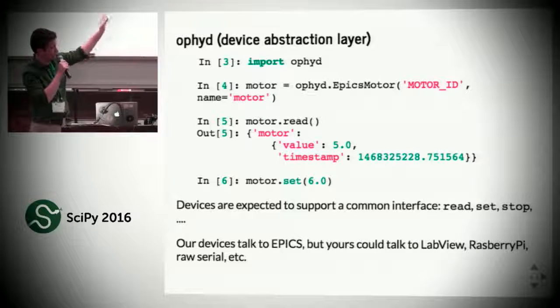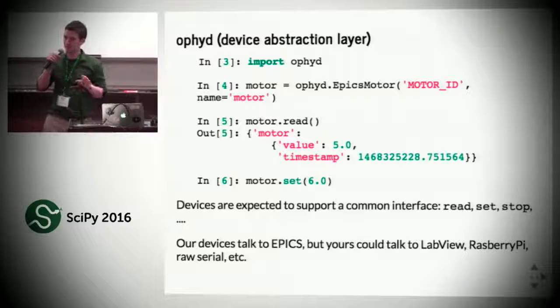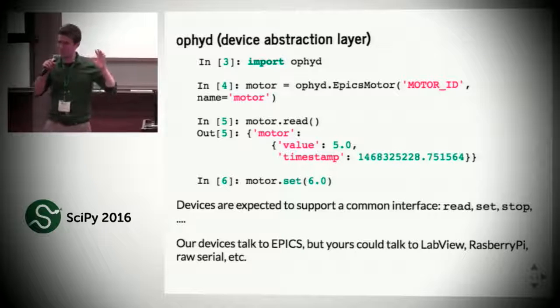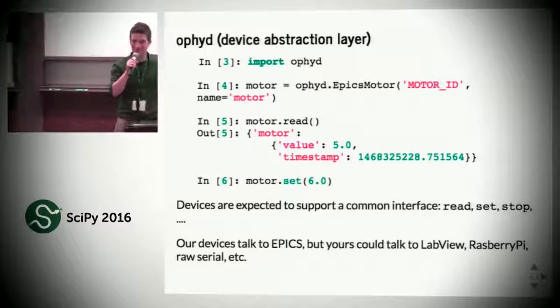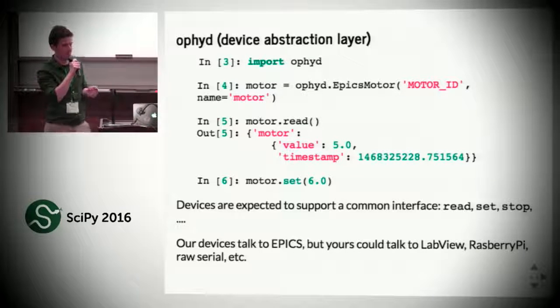So we have a device abstraction layer that we've called Ophyd, and the job of Ophyd is to basically make all hardware look the same as much as possible. From this physicsy point of view, there is no difference between a motor and a temperature controller. These are just things that you move, right? So who cares about the details? And of course, you need to provide a way to access those details when things break.